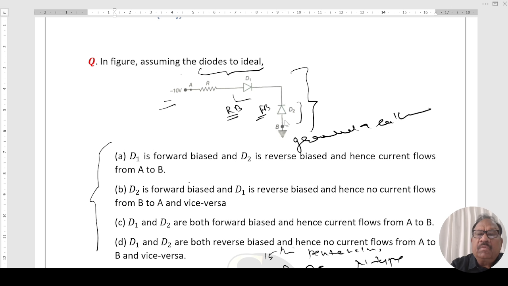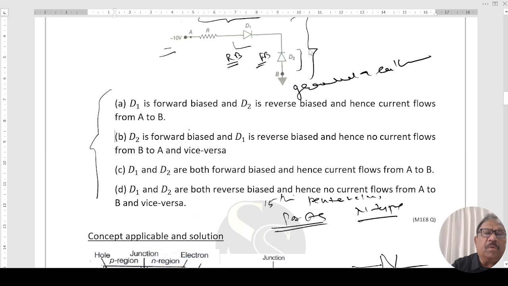D2 is forward bias, so current would flow from here to here, but because this is an open circuit, no current will flow. It is not a closed circuit, it is an open circuit. So therefore, option B is the correct option, right? Next question.